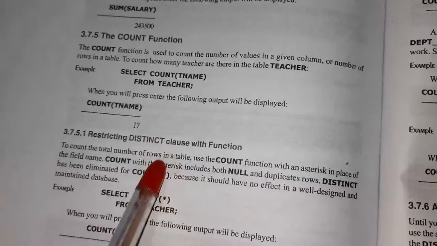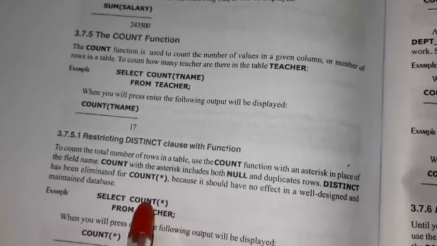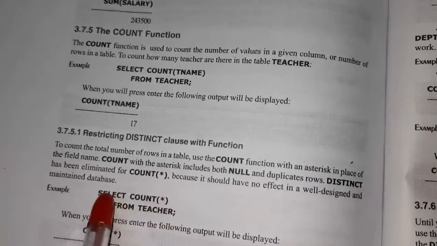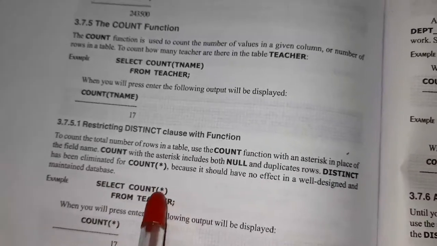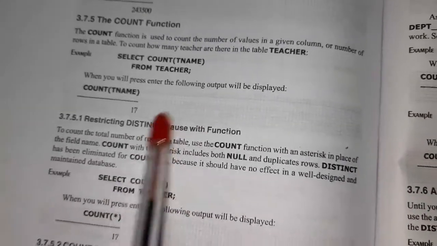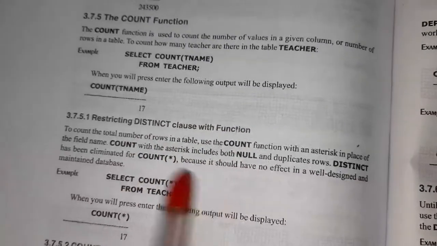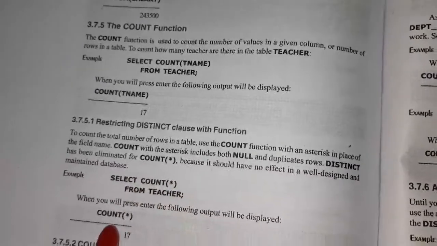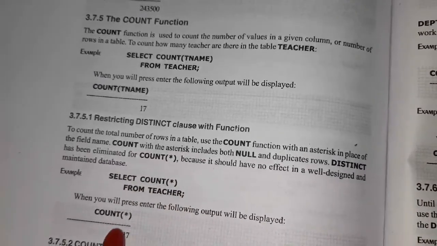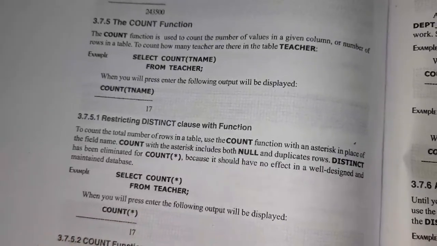In the case of when we use this asterisk symbol with the count clause, like in this example, select count within the bracket asterisk from teacher. This star, as you know, will display all the columns and all the data that are in the teacher's table, right? So when you say select count star from teacher, it will display the number of all the rows that are present.